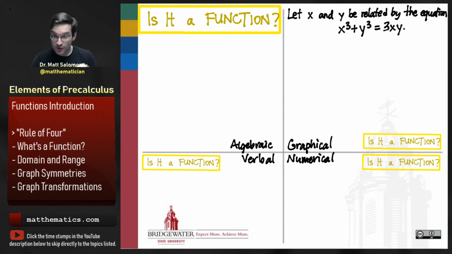So these 4 different lenses that we have to view mathematical ideas, I call these the rule of 4. And so for each one of our ideas today, we're going to try to take a look at it from each of those perspectives and try to do each one of those justice.